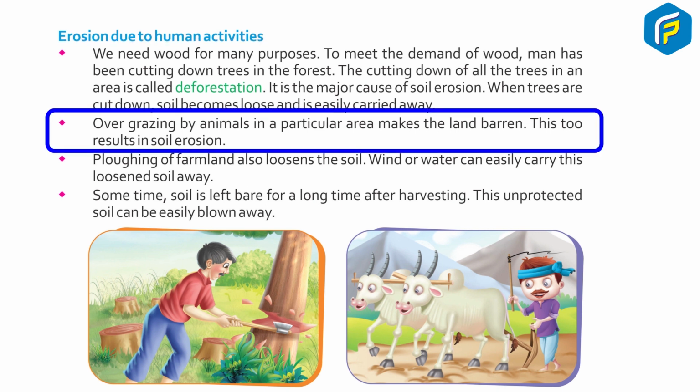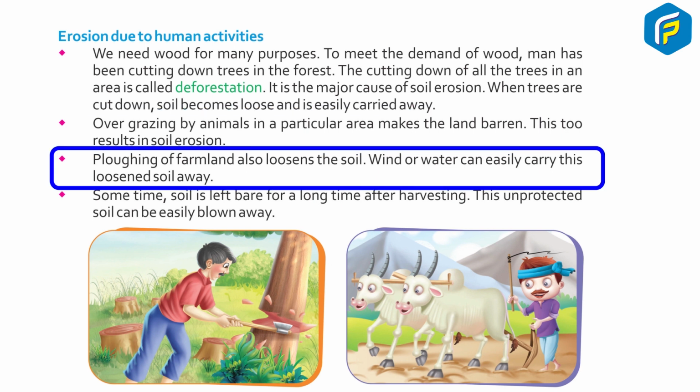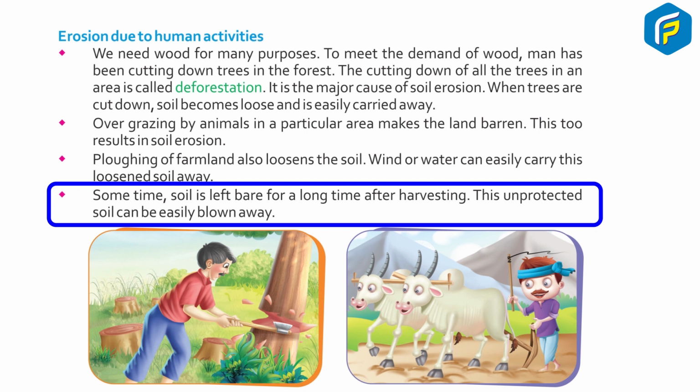Overgrazing by animals in a particular area makes the land barren. This too results in soil erosion. Ploughing of farmland also loosens the soil. Wind or water can easily carry this loosened soil away. Sometimes soil is left bare for a long time after harvesting. This unprotected soil can be easily blown away.